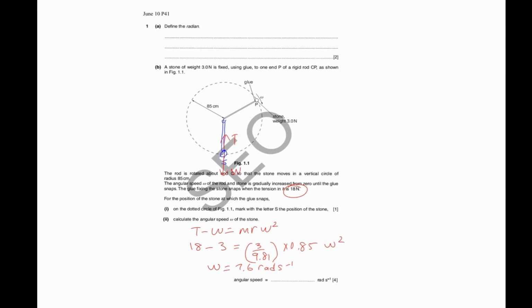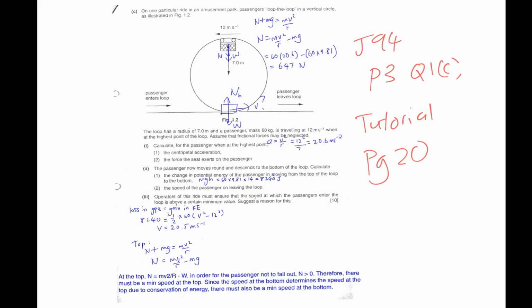and then you can find the omega. Okay, so for this question, you have this roller coaster that is going in one loop. So imagine the passengers enter the loop here, go one round, and come back out again. So the loop has this radius, and the passenger is 60 kg, traveling at 12 meters per second.